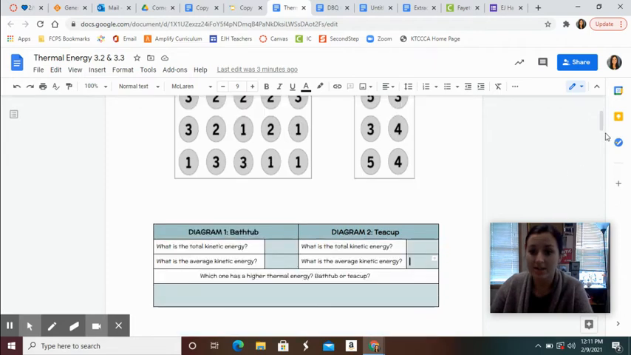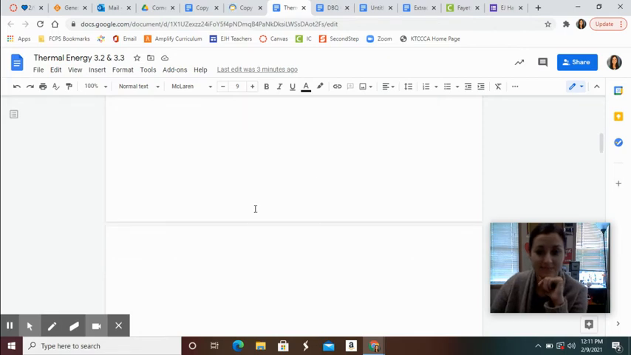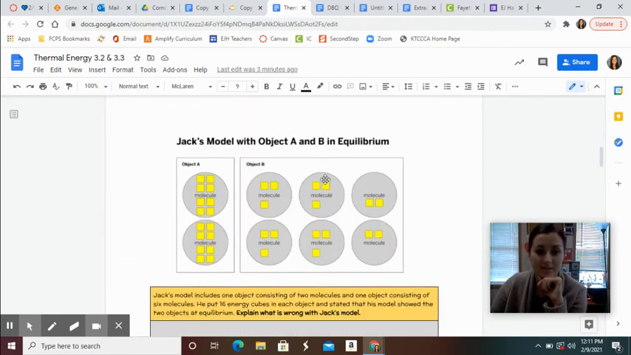Then you need to tell me which one has the higher thermal energy. And I want you to remember what thermal energy is. I don't want to give that away. It's going to be one of these, but which one? The next thing is going to be a model.